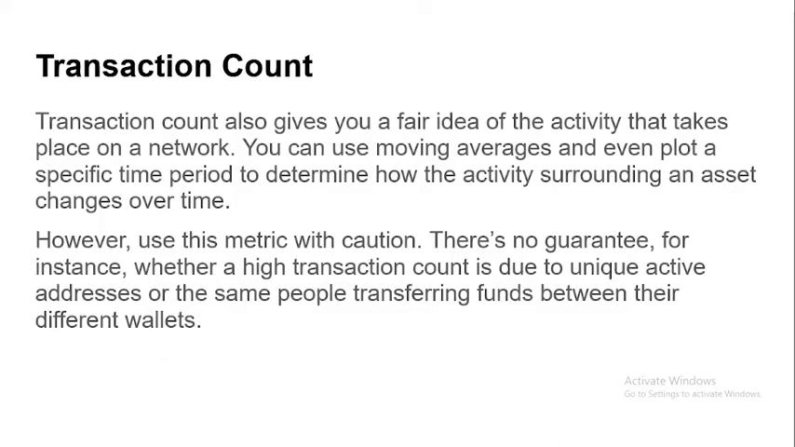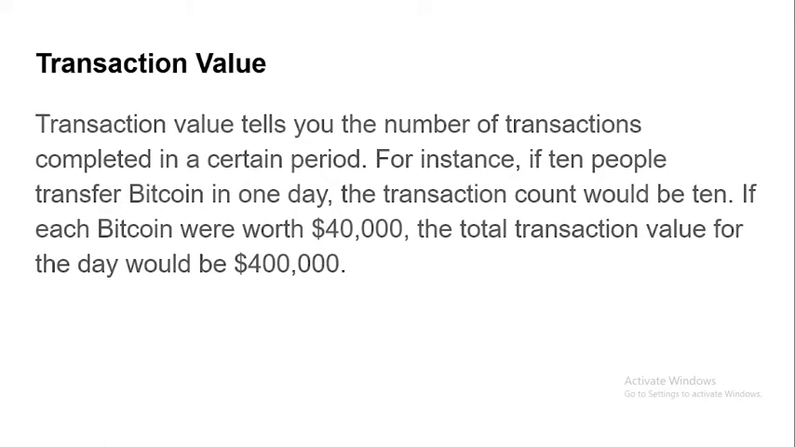And there's a transaction count. Transaction count also gives you a fair idea of the activity that takes place on the network. You can use moving averages and even plot a specific time period to determine how the activity surrounding an asset changes over time. However, use this metric with caution. There's no guarantee, for instance, whether a high transaction count is due to unique active addresses or the same people transferring funds between their different wallets.